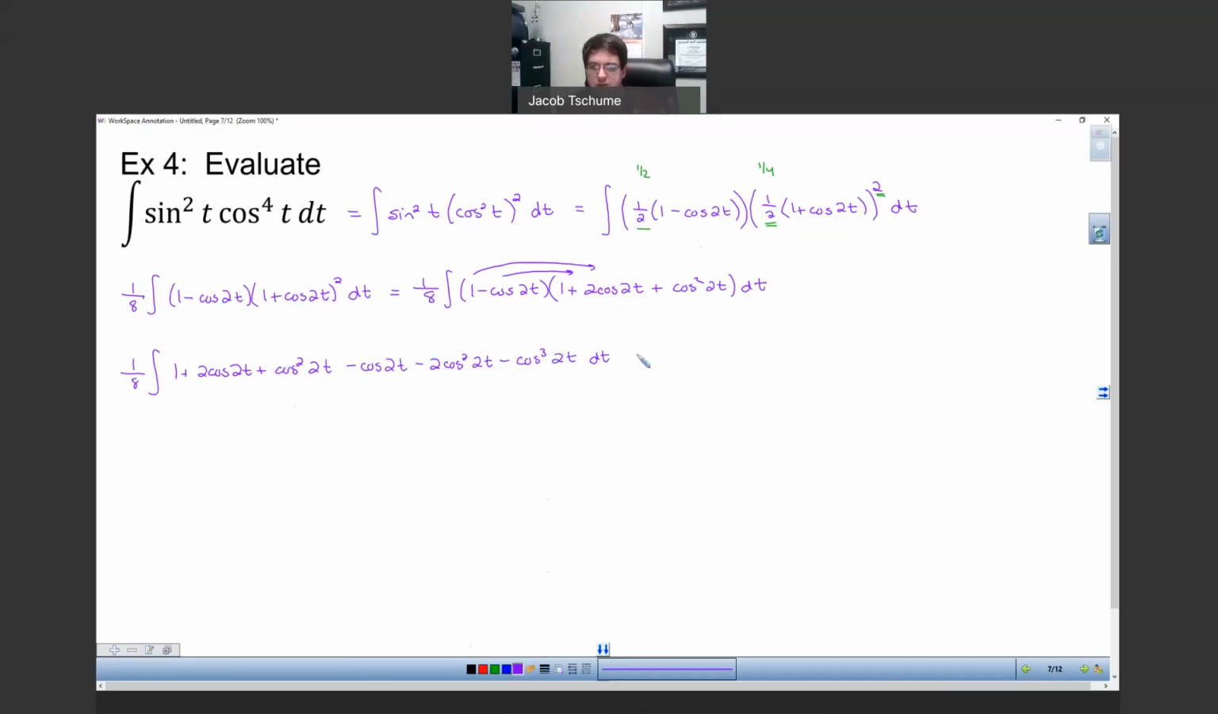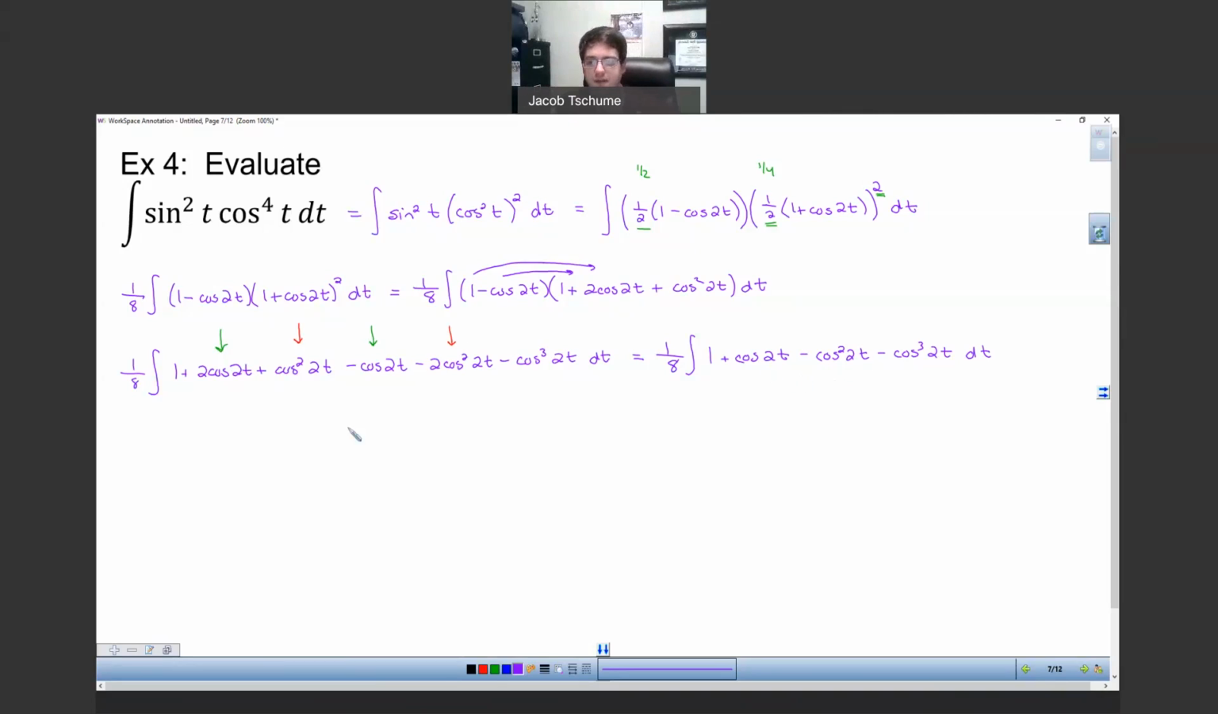Now, a few of these terms do go together, so let's combine some like terms to make it a little bit better. First off, the only constant is 1, so I'll just leave that there. But you have a 2 cosine 2t and a minus cosine 2t, so those will combine into just a plus cosine 2t. Then you have a cosine squared minus a 2 cosine squared. Those go together as a negative cosine squared of 2t. And then you have the extra term of minus cosine cubed of 2t dt. Now, of those four terms, 2 of them we know how to integrate and 2 of them we do not.